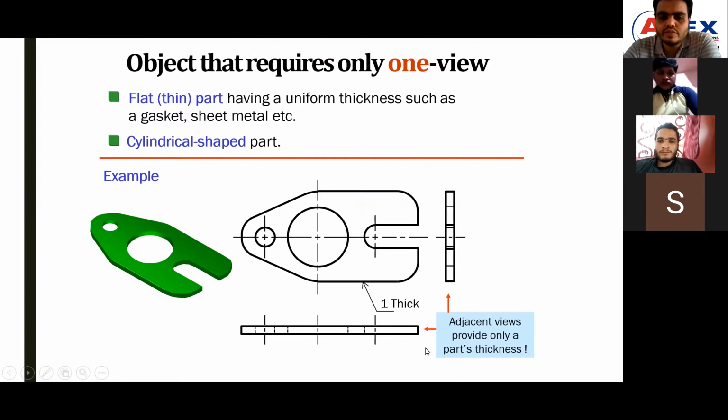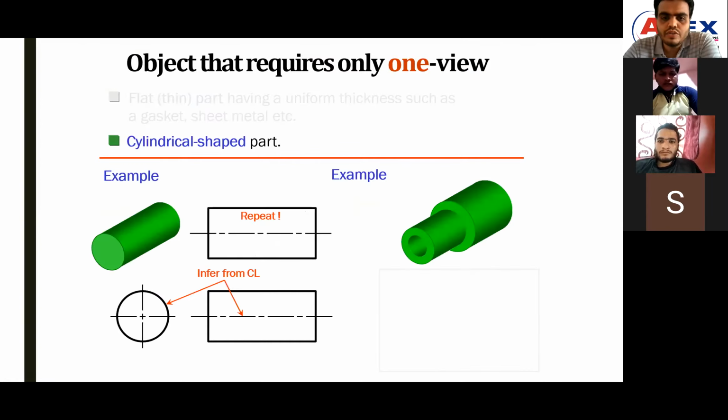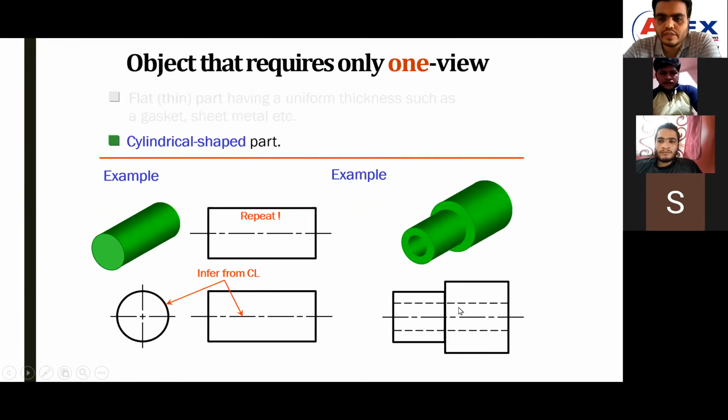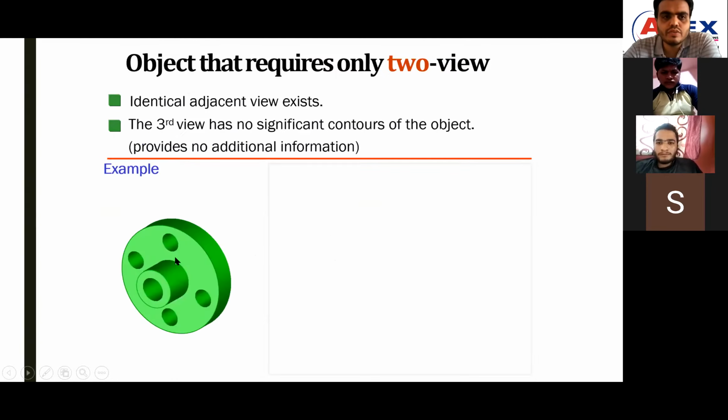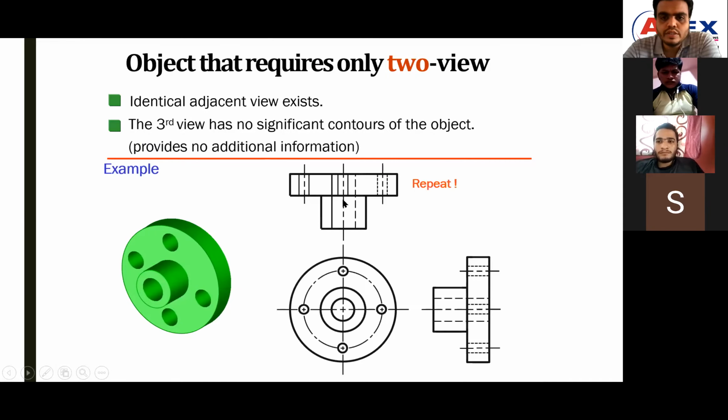Sometimes what happens, see, I will show you. See here, you can write cylindrical shape. So if you write this, you will get like this. Okay. See here, one thing here. See, in some types of objects, what happens? You will get.